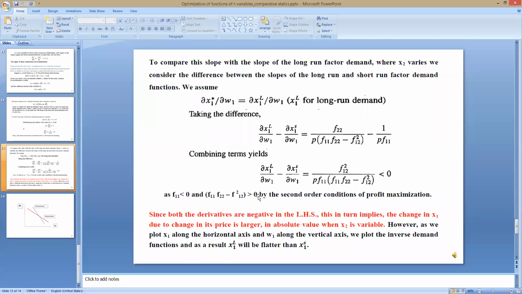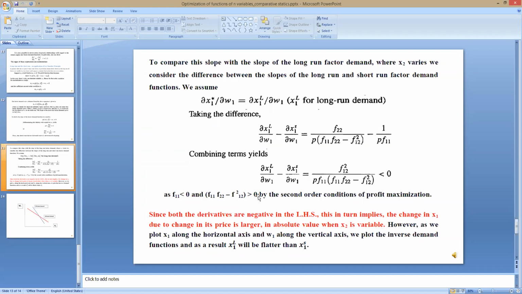However, mathematically, short run input demand will be steeper than long run input demand.